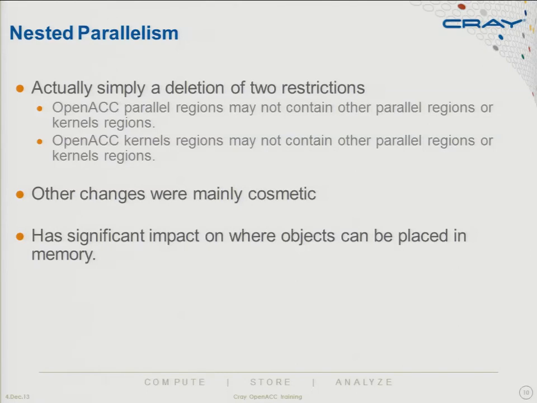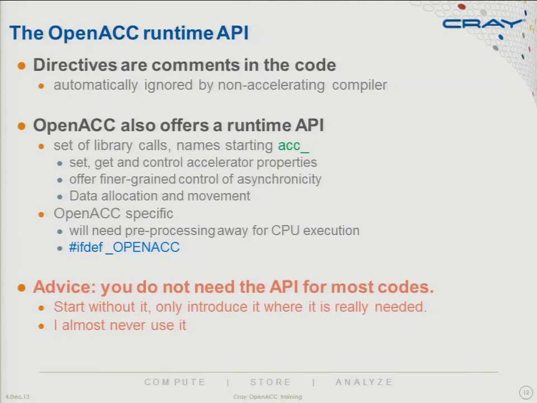It can be done. The Runtime API, why have I put this here? Is this not important? And the answer is, I don't find it very important. You can do a lot with it, but for most codes, I can do it with directives. It's a set of library calls. The names all start as ACC underscore something. You can control accelerator properties. Well, there's only one accelerator to use on a Cray system, so I never need to change the accelerator.